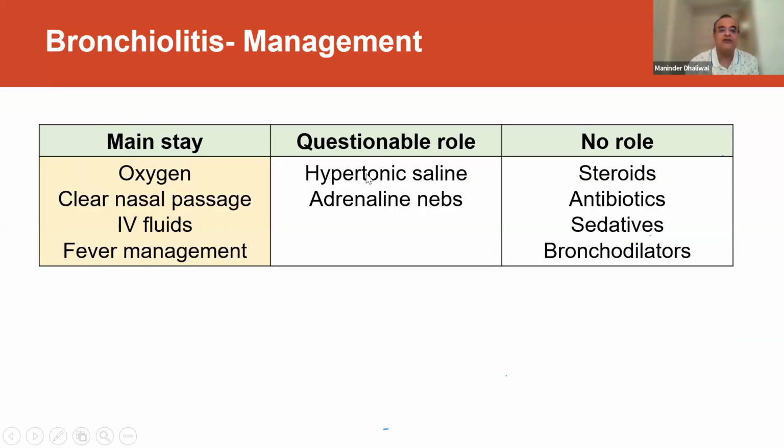The role of hypertonic saline and adrenaline nebulization is questionable, whereas there is no role whatsoever of steroids, antibiotics, sedatives might be in the later part, and bronchodilators.